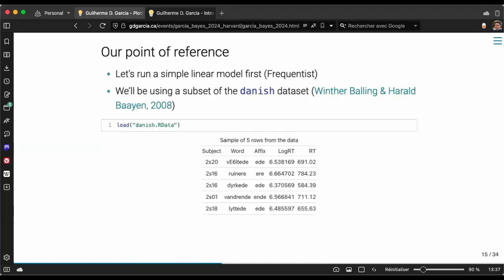So this is the data, and there's a link that you can download it from, so I'll give you the link shortly. It's just from the languageR package. This is a subset of a Baayen study on Danish, where you have multiple suffixes and reaction times and all that. And this is a subset with 5 suffixes.